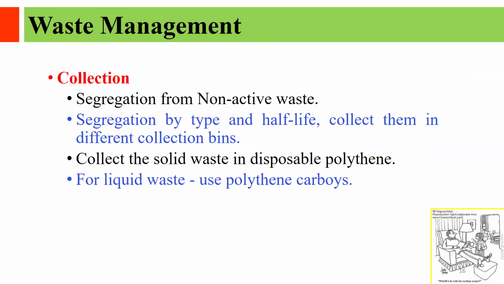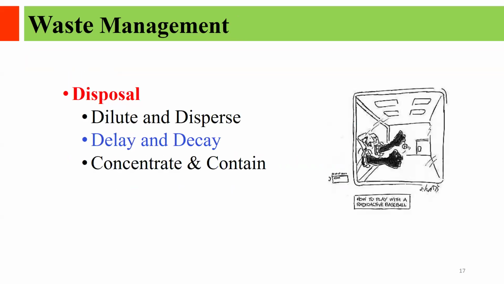Now, when we talk about waste management, the important thing is how the management of this waste is being carried out. First and foremost is collection: segregation from non-active waste, segregation by type and half-life, and collecting them in different collection bins. Collect the solid waste in disposable polythene, and as far as liquid waste is concerned, use polythene carboys.